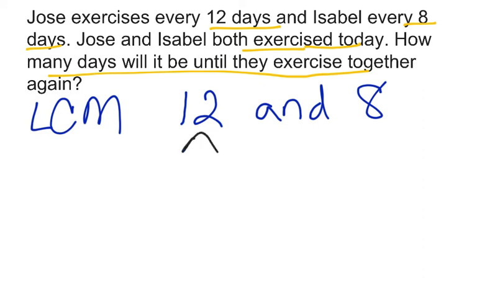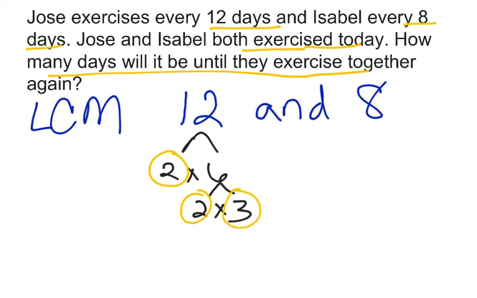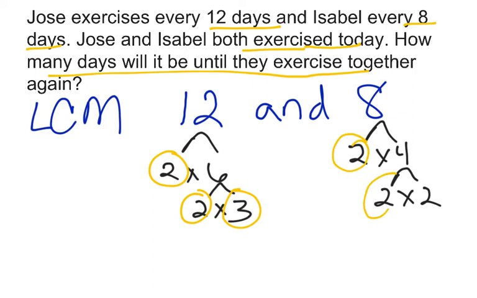So I have 2 times 6 and then 2 times 3. So my prime factorization is 2 times 2 times 3. My prime factorization of 8, this is really one that you should kind of know, is of course 2 times 4 and 2 times 2, because this is one of those that's a cube. 2 cubed is 8, and you should kind of memorize that one because you'll probably come across it a lot.